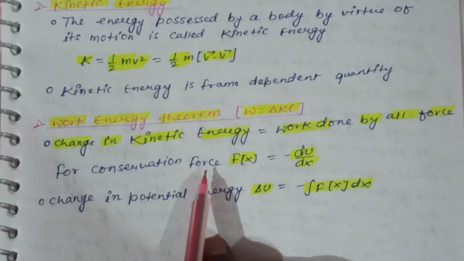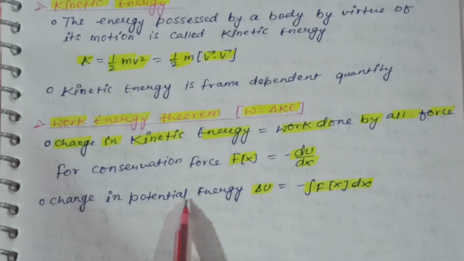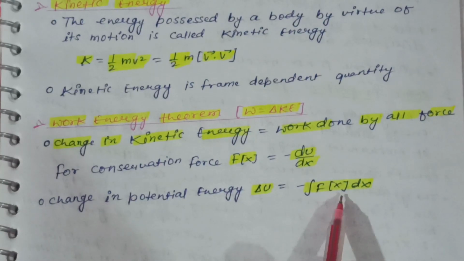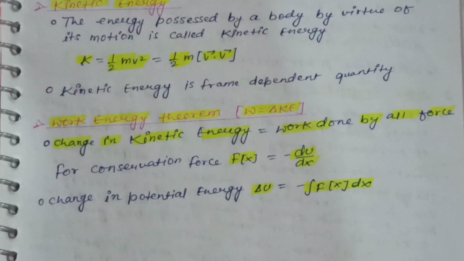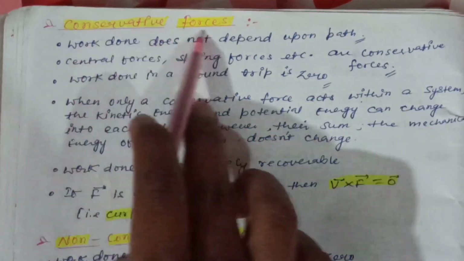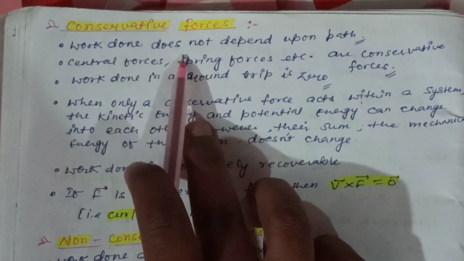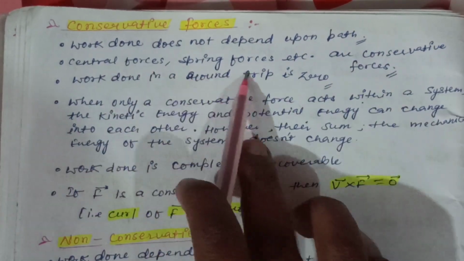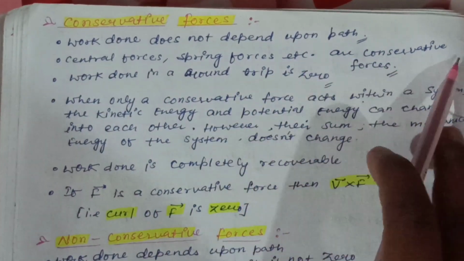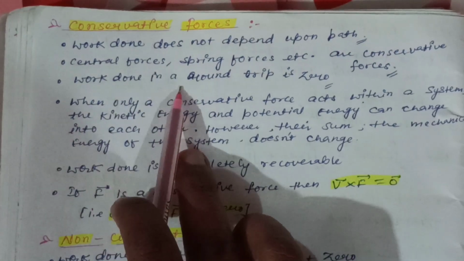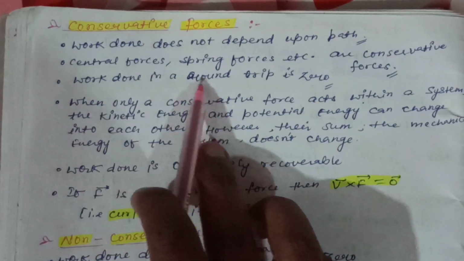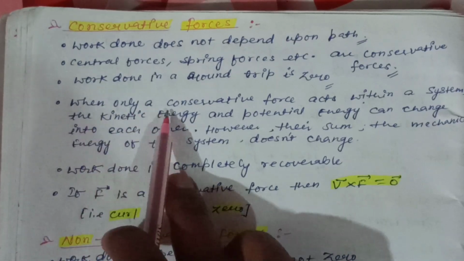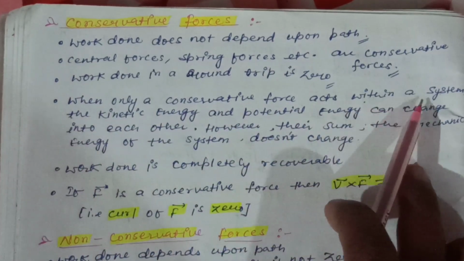For a conservative force, change in potential energy delta U is equal to minus integral of F dx. Conservative force: work done does not depend upon the path. Central force, spring force, etc. are conservative forces. Work done in a round trip is 0 when only a conservative force acts within a system.